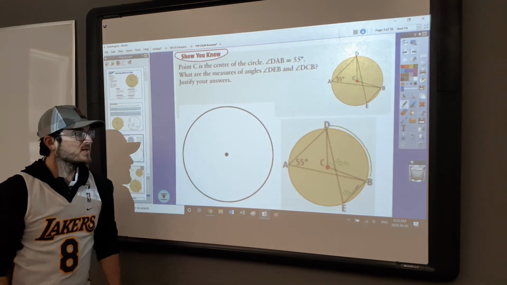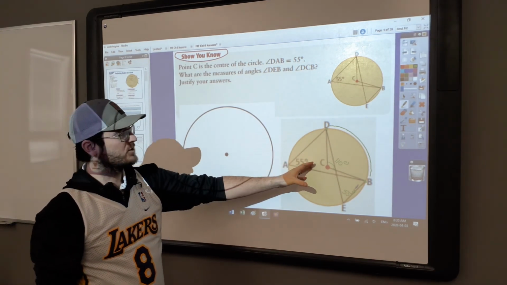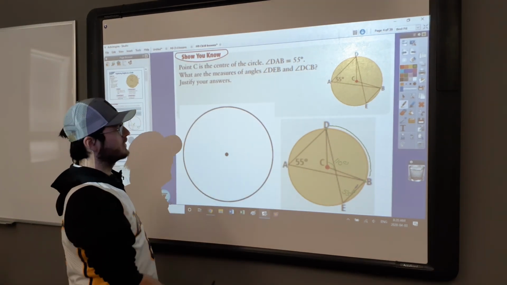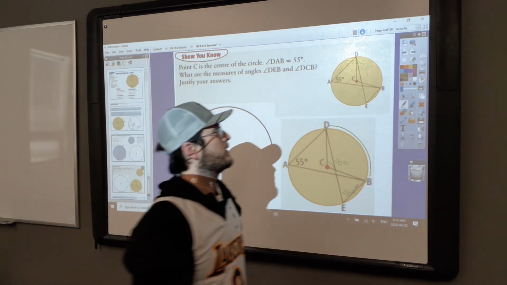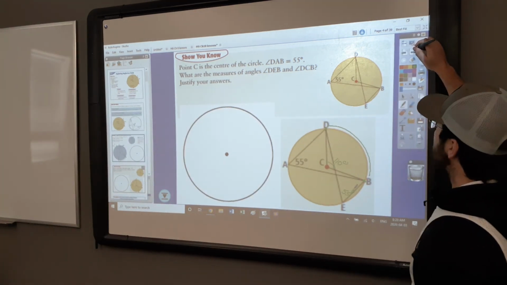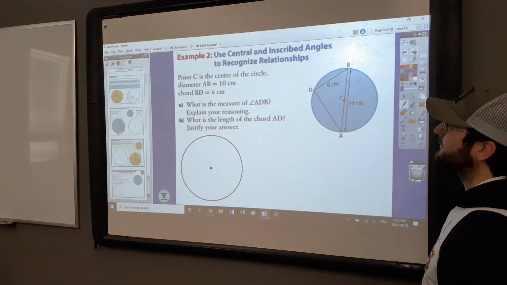I find it easiest to just fill things out on the picture, so quickly jot down your own circle even, and then just work your way through it. I find that's definitely the easiest way to go about that.